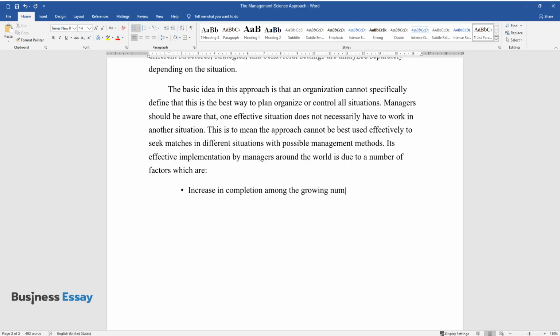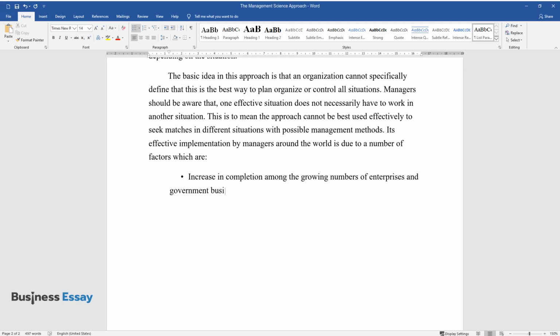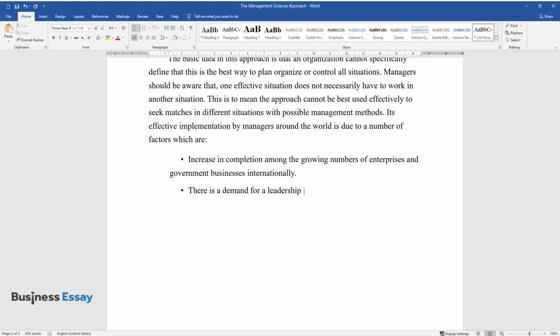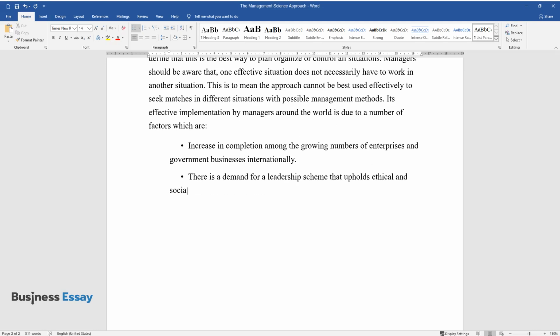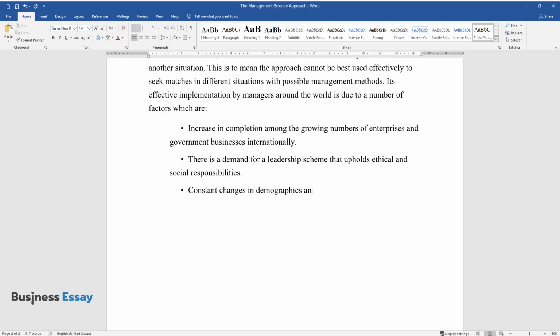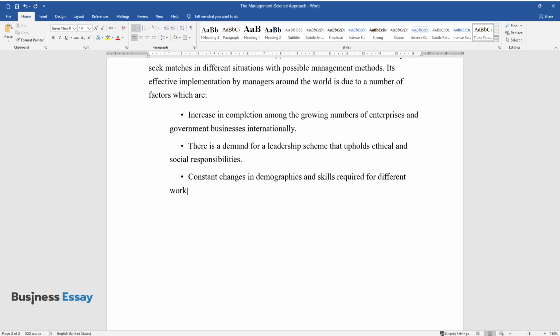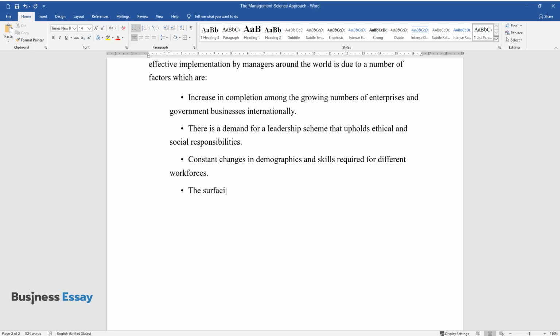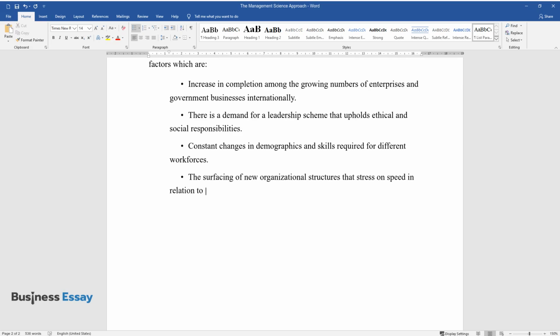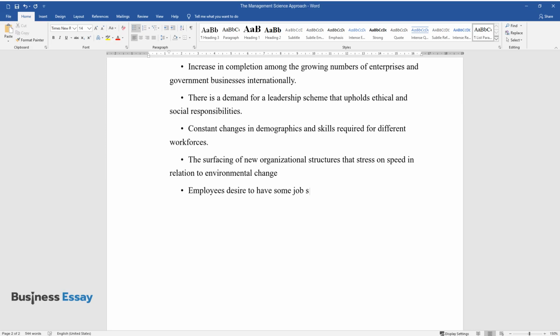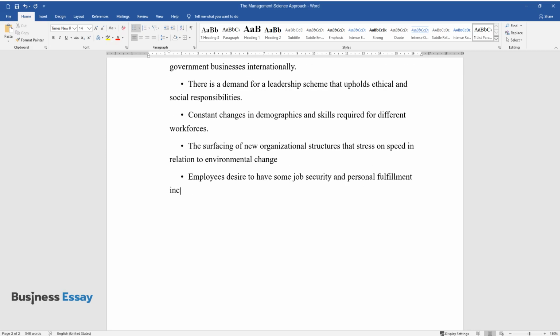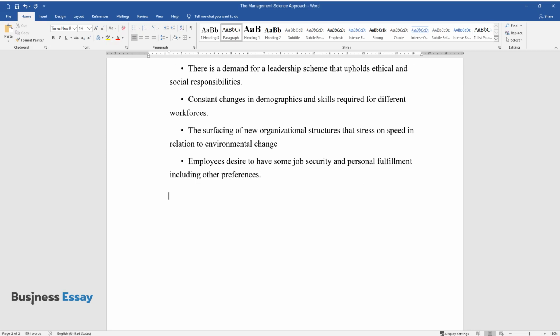Its effective implementation by managers around the world is due to a number of factors, which are: increase in competition among the growing numbers of enterprises and government businesses internationally. There is a demand for a leadership scheme that upholds ethical and social responsibilities. Constant changes in demographics and skills required for different workforces. The surfacing of new organizational structures that stress speed in relation to environmental change. Employees' desire to have some job security and personal fulfillment, including other preferences.